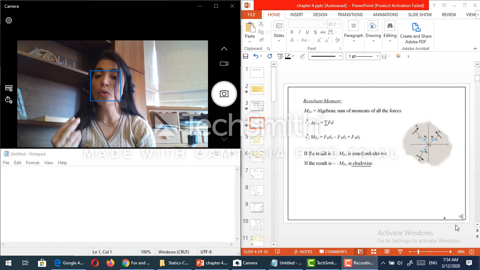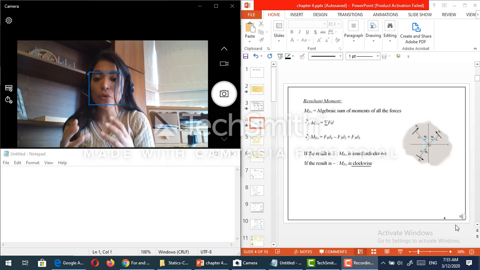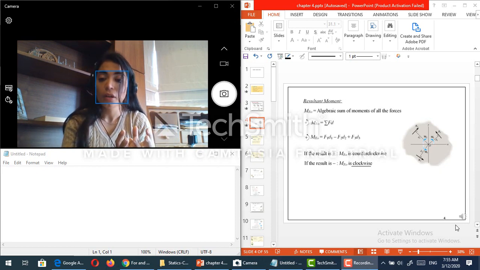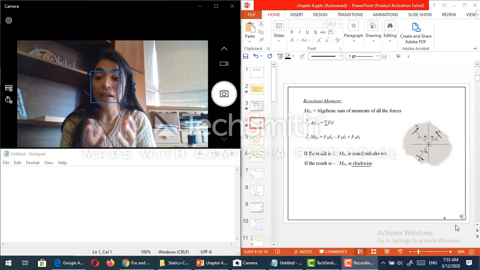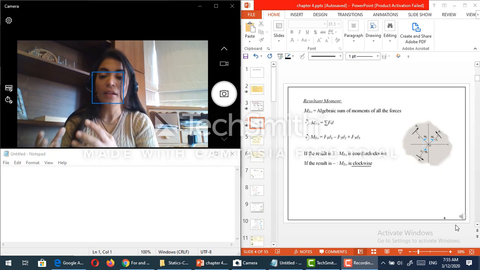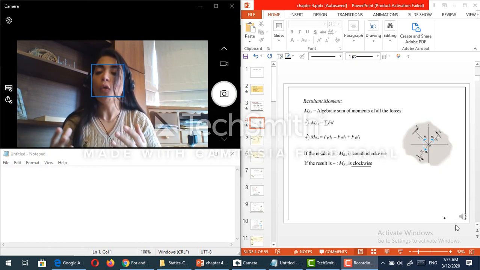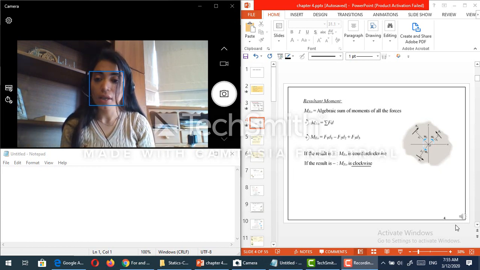Now, since the moment is a vector, like the force system, the moment can have a resultant. So the moment system can have a resultant moment. So what is a resultant moment? A resultant moment is the system of all the moments of all the forces that cause rotation.